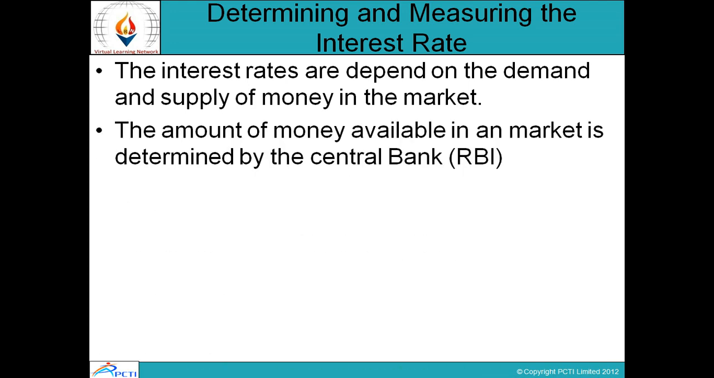The amount of money available in a market is determined by the central bank.